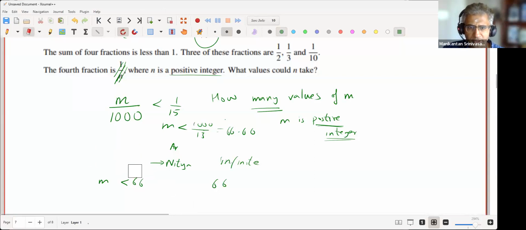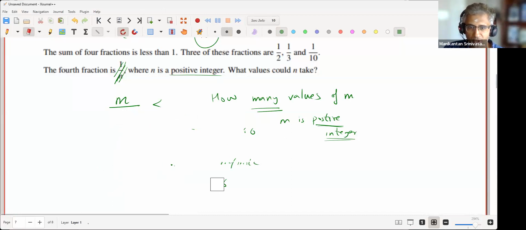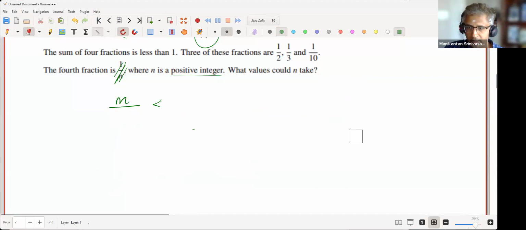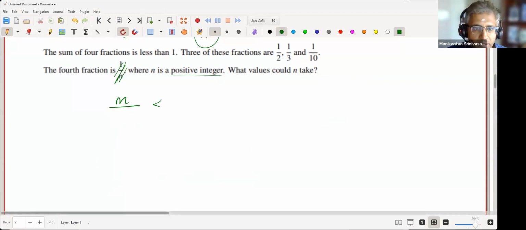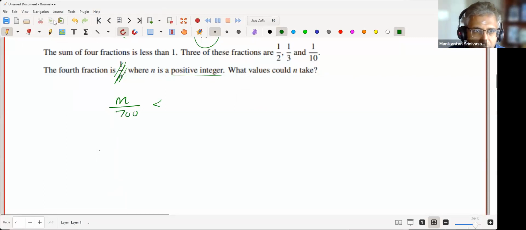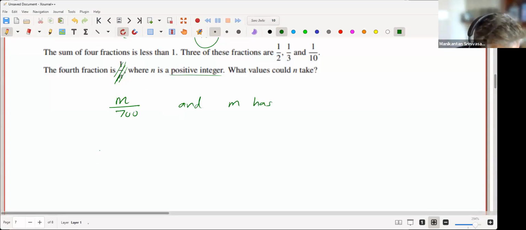Okay, now one other modification to the same question. How many possible values for M? One sec. I'll just say M upon 700, where the fourth fraction is M upon 700 and M has an odd number of factors.